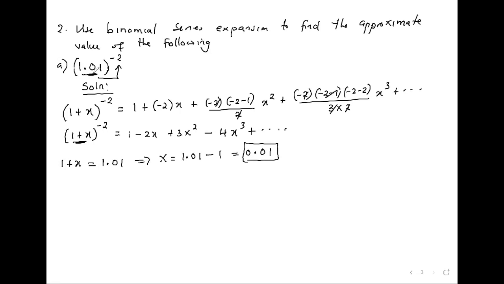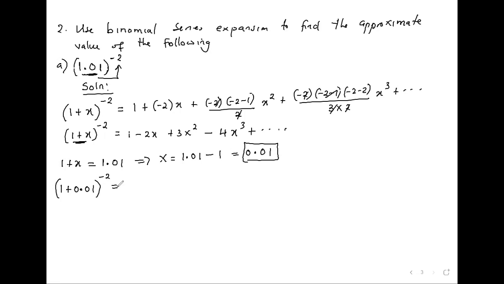Remember, if the powers are equal, the bases must be equal. So we get to the base and make them equal. I'm looking for the value of x that will make those equal, and the value of x here is 0.01. Why? Because we know 1 plus 0.01 will give us 1.01. So if we say 1 plus 0.01 to the power -2, we will be saying 1.01 to the power -2.